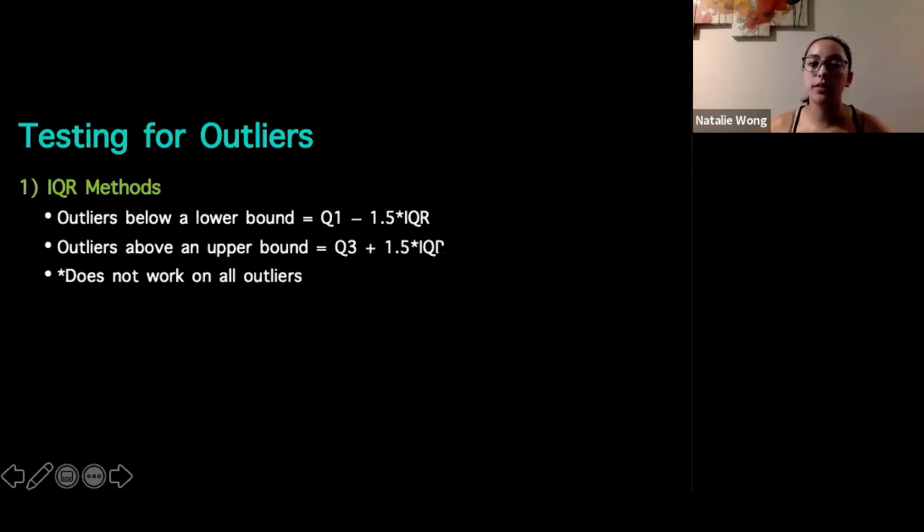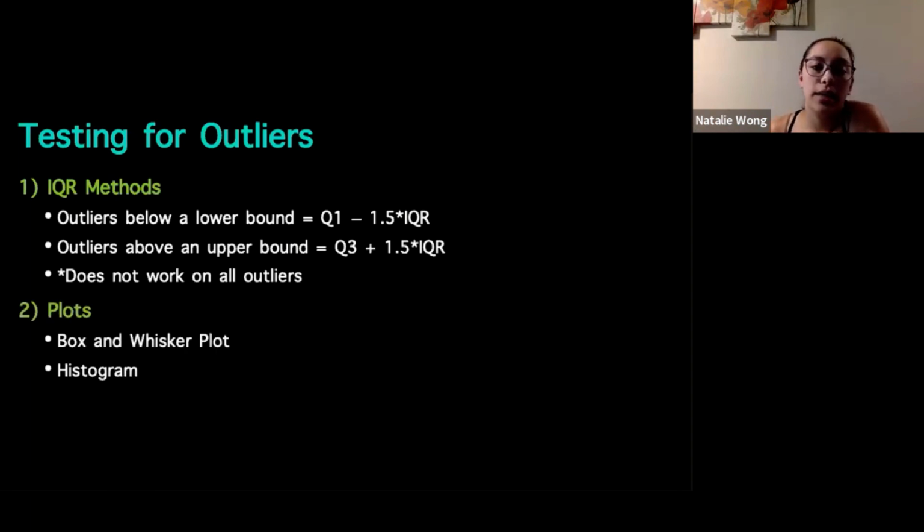So the IQR method uses the interquartile range and basically says that 1.5 times the interquartile range down from the Q1 value represents a boundary, with anything below that value considered an outlier. The same goes for values above 1.5 times the interquartile range above Q3, which would be considered outliers above the mean. It doesn't work on all outliers, but it is a general method that is frequently used, and it is relatively accurate.